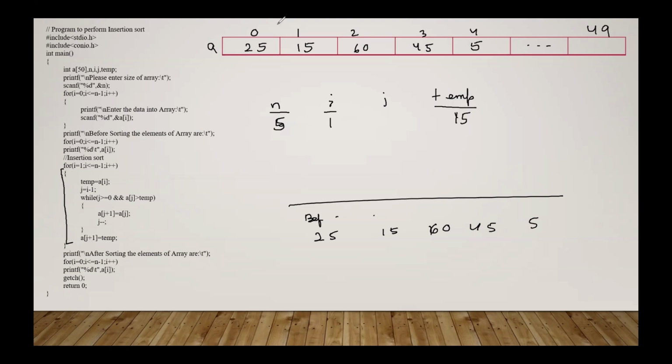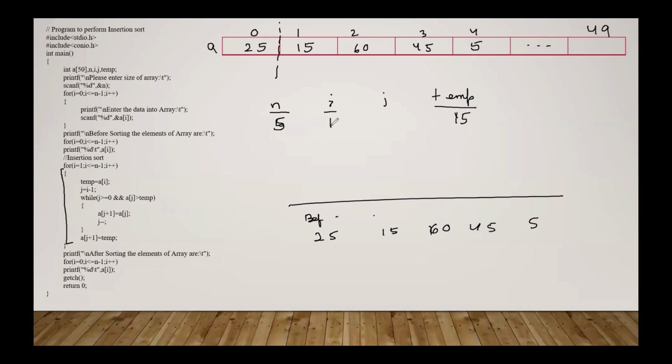So temp stores which value? 15. Why? Because initially we assume this is the sorted array. It means the entire list we divided into two parts. The first part consists of the 0 index and we assume this is the sorted one, this one is the unsorted. So from the unsorted one, we have to take the first element and put it into the proper place. This is the logic. That's why we store temp equal to a[i]. So now temp stores which value? 15 value. Then j is equal to i minus 1.